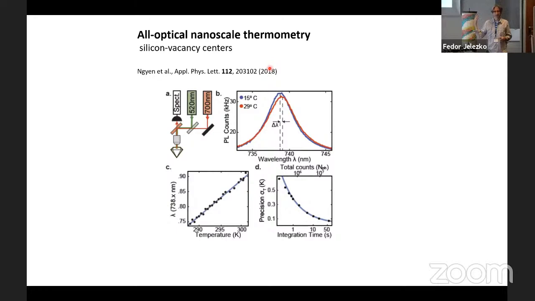You can also combine it with measurements in a nanodiamond having an additional silicon vacancy center. So you can track multiple parameters of your color center to measure temperature at the nanoscale.